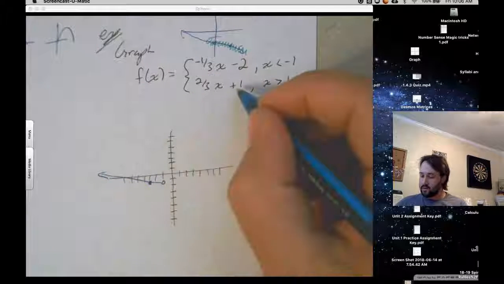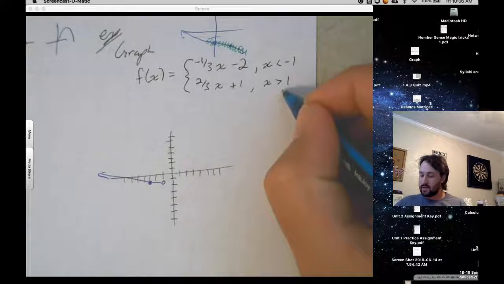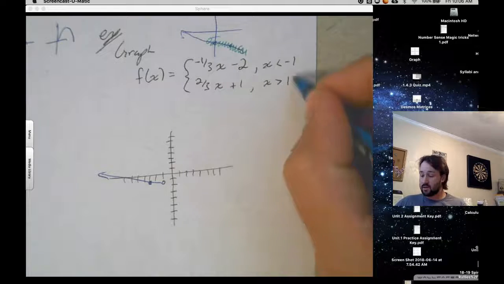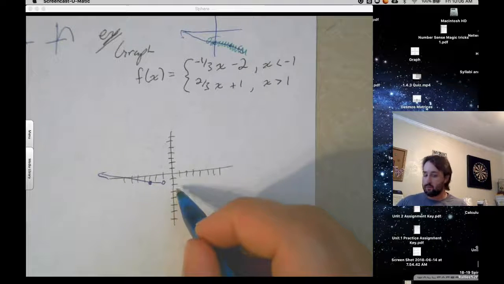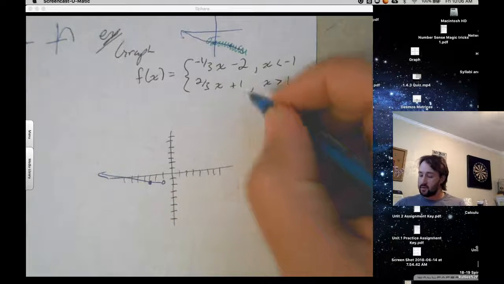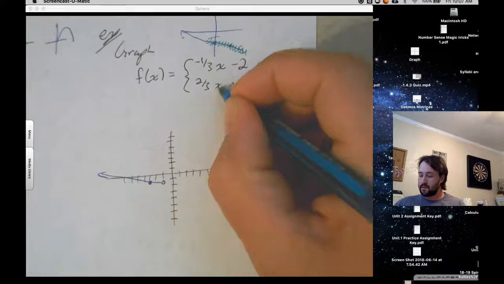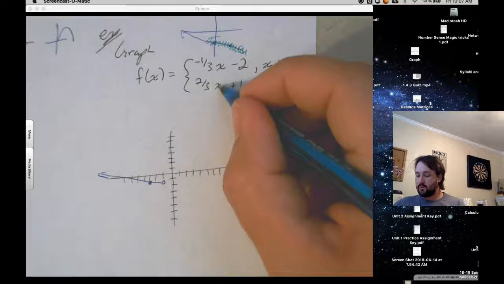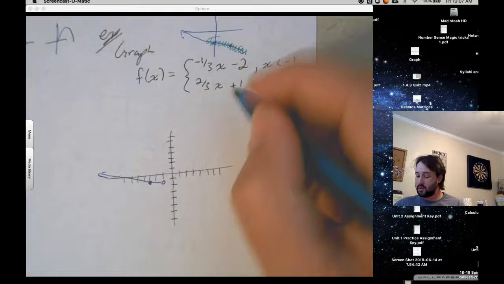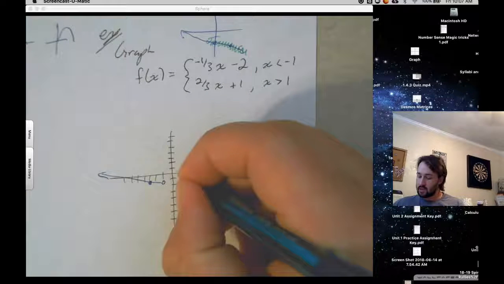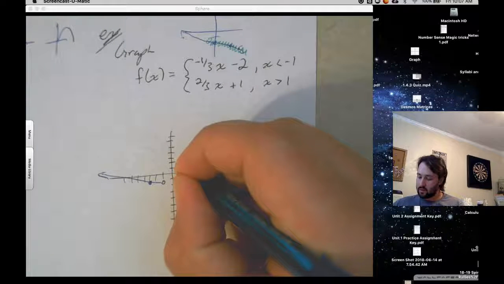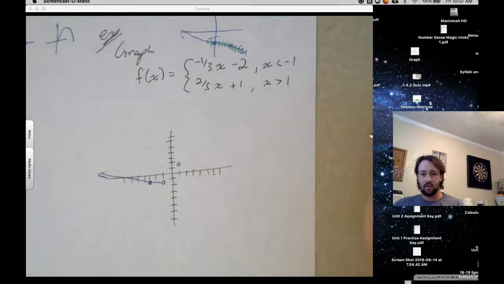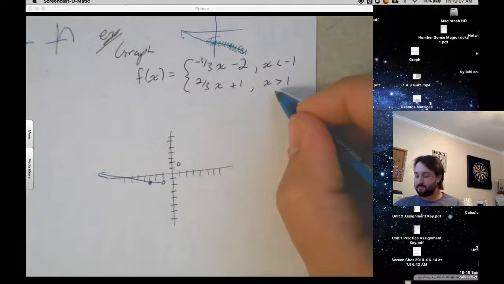All right, and then 2/3 x plus 1. Now notice it says x is greater than 1, so they're not actually meeting. There's going to be some space here in the middle. So when x is greater than 1, if I plug in 1 to help myself do it without drawing the picture, that's 2/3 times 1, which is 2/3, plus 1 is 1 2/3. So when x is 1, y is 1 2/3. This is also an open circle because it says it's just greater than.